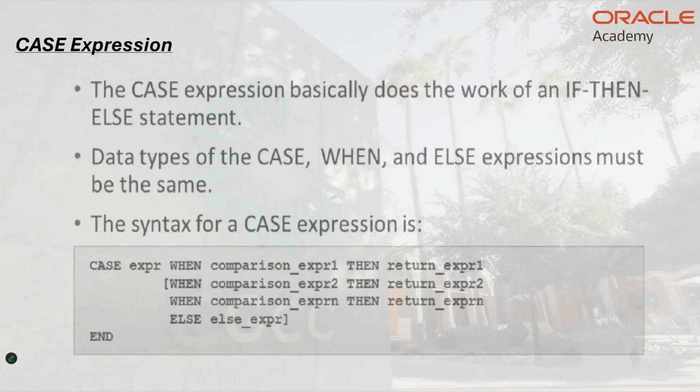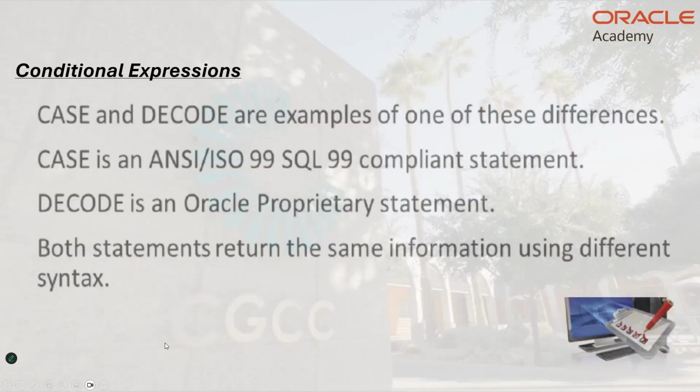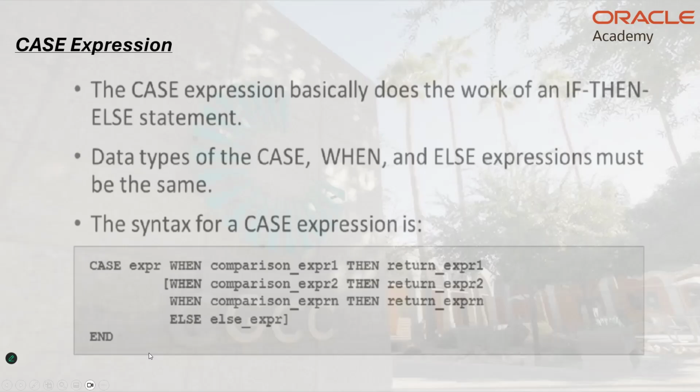Okay, the case expression basically does the work of an if then else. Data types in the case when else expression must be the same. And our syntax is CASE expression, WHEN comparison expression, THEN return expression, and so on. So it's usually a CASE WHEN, as many as you want. Be very careful because it can become confusing. And then it ends with an ELSE. Else is just if the conditions aren't satisfied, then you just do this. And then you have an END. And that's the syntax of how you write a case.